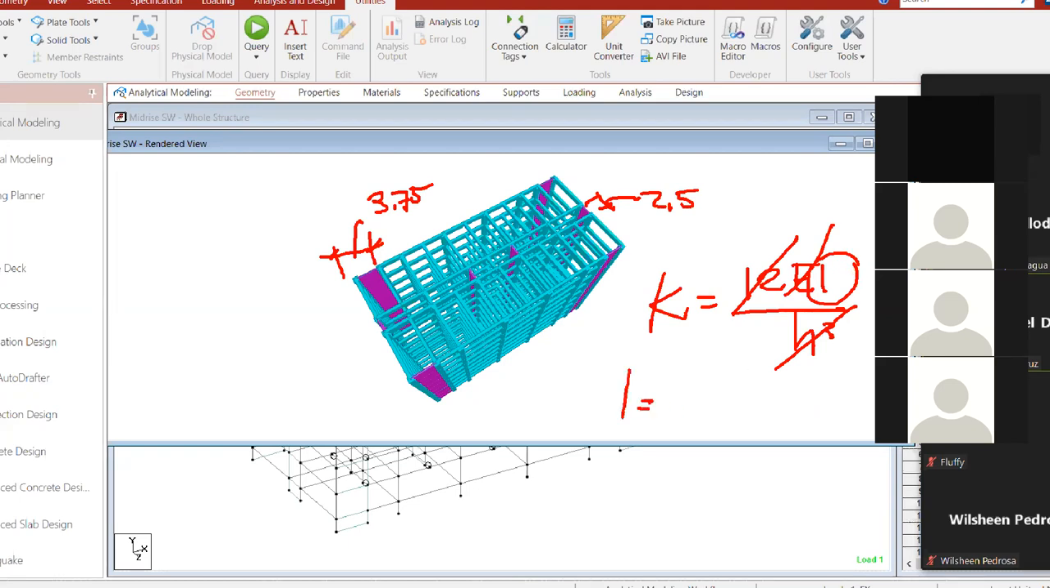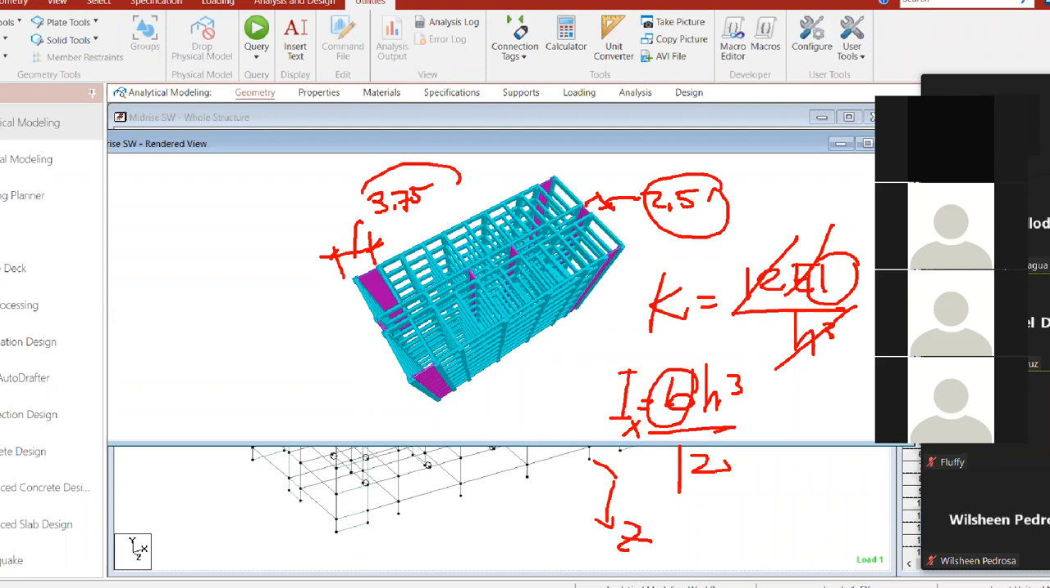And ano ang formula ng inertia? BH cube over 12. Assuming na iisa sila ng B, iisa ng thickness yung wall, therefore, ang inertia ng X is greater than inertia sa Z. Kasi 2.5 lang yung H niya, while this one is 3.75. So basically, pag kinube mo yan, malaki. Okay? Same quantity ng shear wall. Apat sila. Ito, apat din sa Z direction.